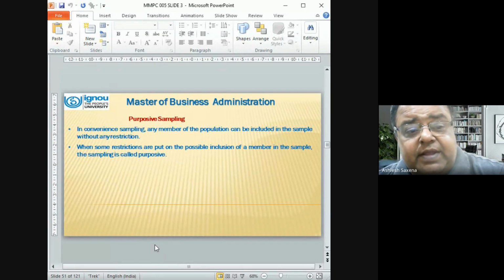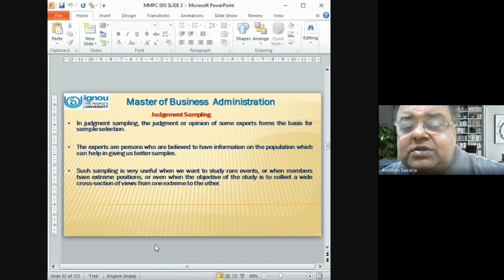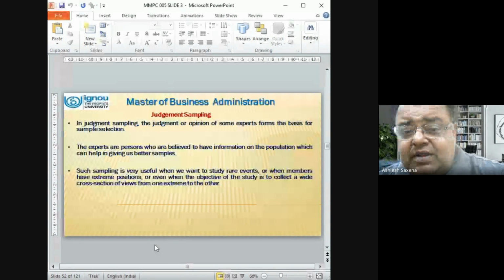Purposive sampling. In convenience sampling, any member of the population can be included in the sample without any restriction. When some restrictions are put on the possible inclusion of members in the sample, the sampling is called purposive. Then comes judgment sampling. In judgment sampling, the judgment or opinion of some expert forms the basis for sample selection.